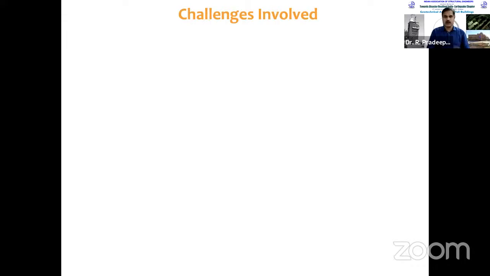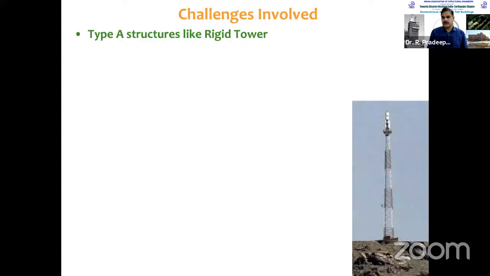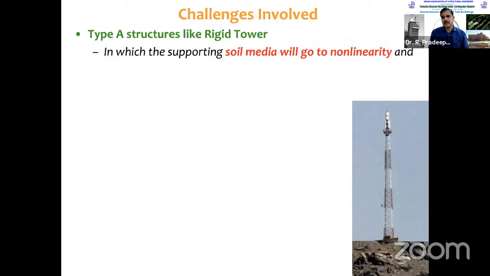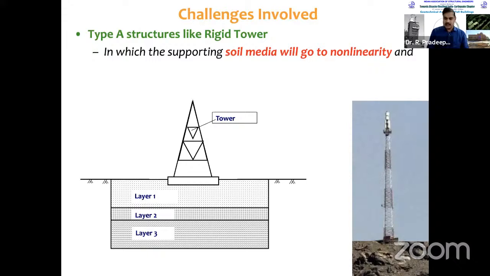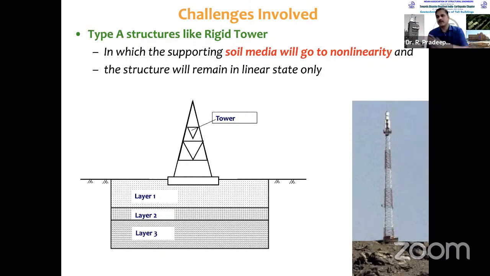Then the challenges involved for different types of structures, and after that I'll go to tall buildings. The first one is type A structure. In this category I'm putting a rigid tower. In this one, the supporting soil media under ground shaking will go into non-linearity. Usually the tower will remain in a linear state. So directly that will fall down because of this soil structure interaction issue.